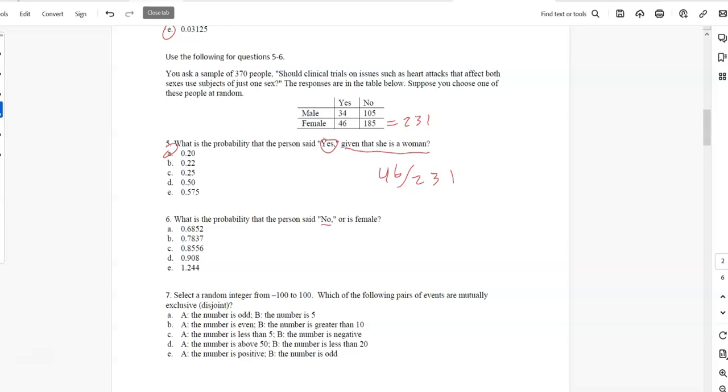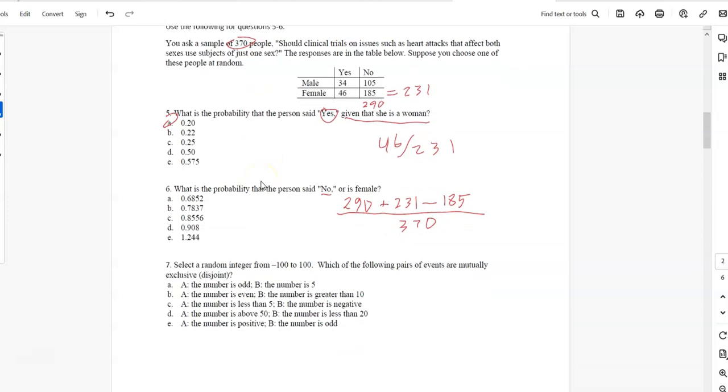No, so how many folks said no? So that would be 105 plus 185. If you add those columns, you get 290. If you add the column there, and then female we just added is 231, so you would add 290 plus 231 minus the overlap. I think you counted 185 twice there, so that's my numerator. We know there's a total of 370 people, so that's my denominator, and that should work there. Oh, by the way, the answer for 6 is D, I believe, when you work that out.